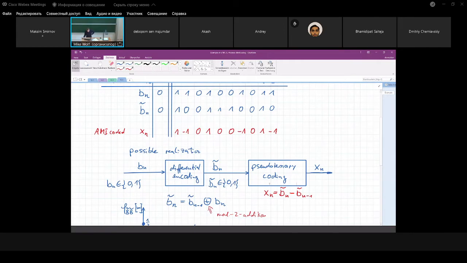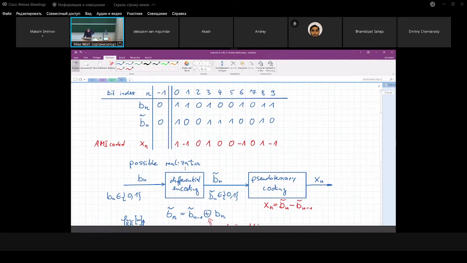You first do a differential encoding, and this differential encoding just says, if the bit is a one in the original data stream, you change the state of the differentially encoded stream, and if the original bit is zero, you don't change the state. So here you transmit a zero, and you don't change the state. The state is one. You transmit a zero in the original data stream, so you still transmit a one in the differentially encoded. Originally zero, you don't change the state. Here you transmit a one, and now you switch from one to zero.